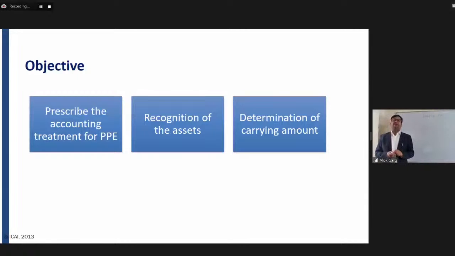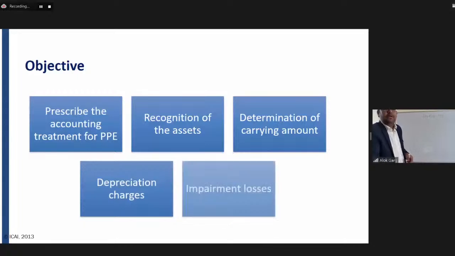What is meant by carrying amount? Carrying amount is the amount at which the asset is required to be carried in the books of accounts. Carrying amount means the amount at the reporting date. So carrying amount is your cost minus depreciation minus impairment. This standard also talks about depreciation charges, as I told you that we will be discussing the concept of depreciation under this particular standard. It also talks about impairment losses, when the company is required to charge impairment on a particular asset.